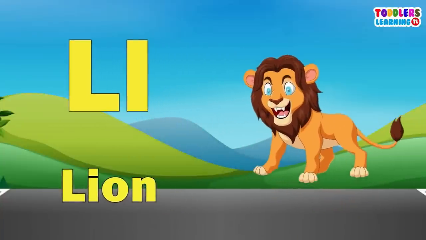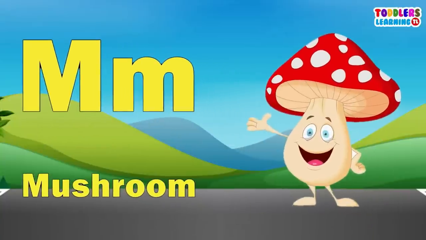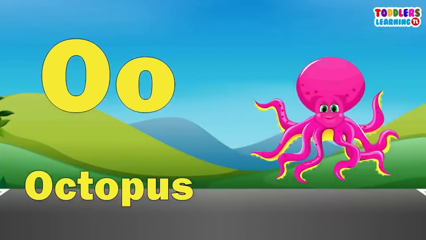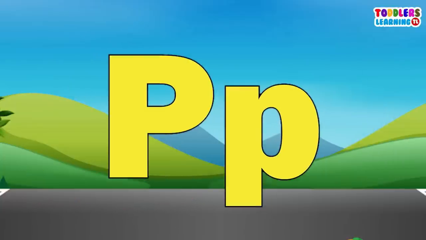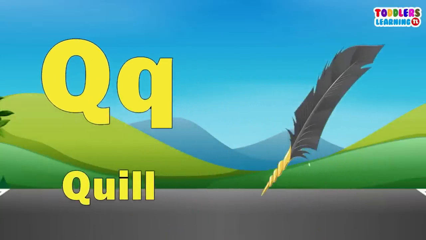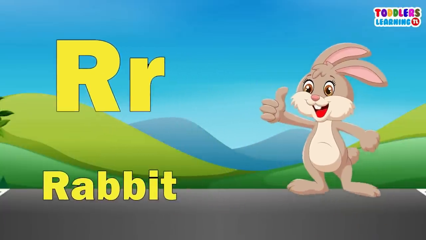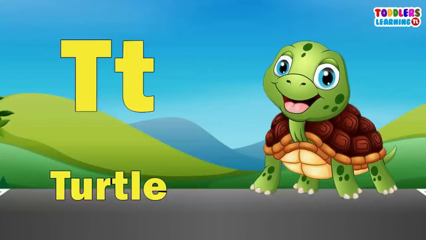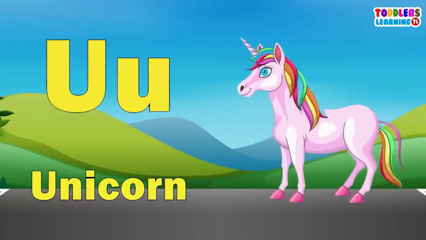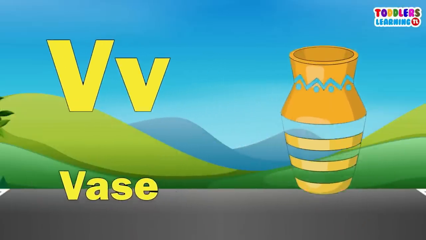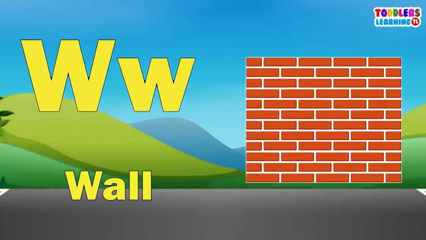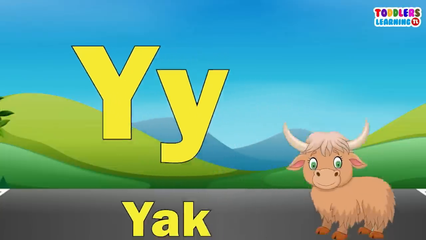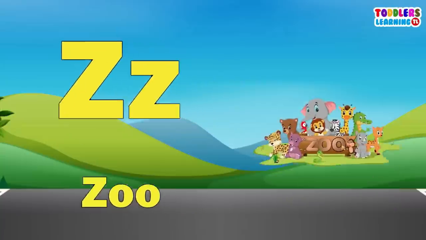L for lion. M for mushroom. N for net. O for octopus. P for parrot. Q for quill. R for rabbit. S for strawberry. T for turtle. U for unicorn. V for vase. W for wall. X for Christmas tree. Y for York. Z for zoo.